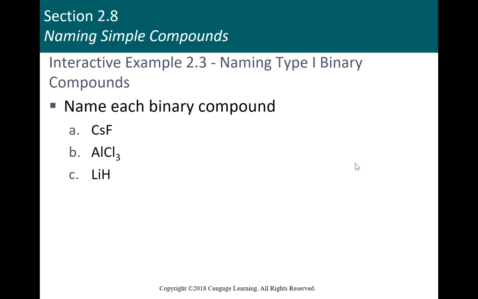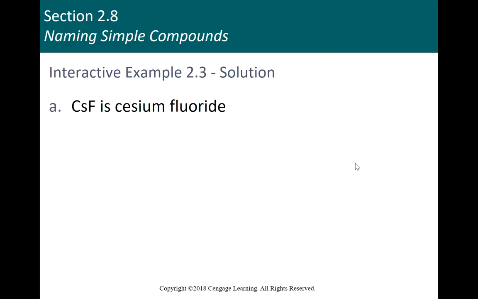So here are 3 binary compounds. I suggest you pause the video and try to name these, and then we'll talk about them. That first one is cesium fluoride, because Cs is cesium. F is for fluorine. We change the ending to "ide," so that's cesium fluoride.